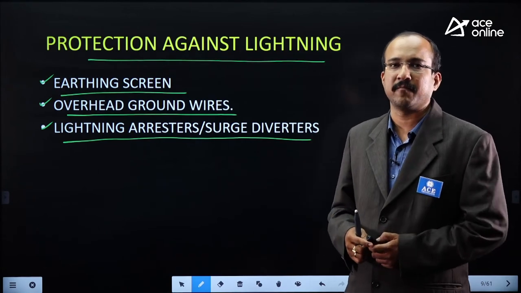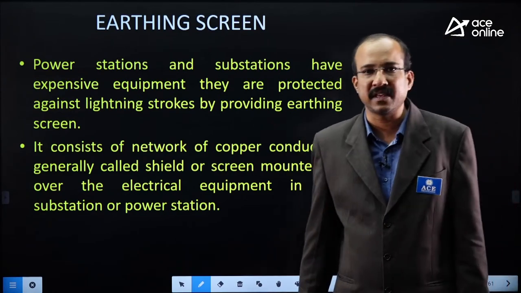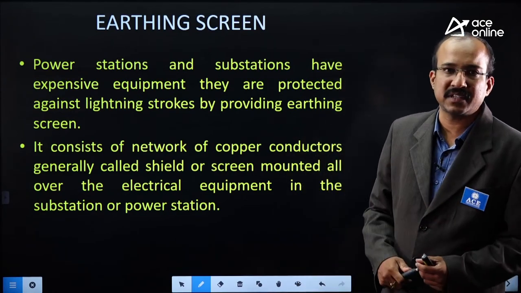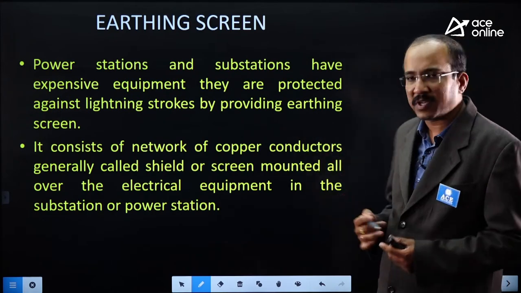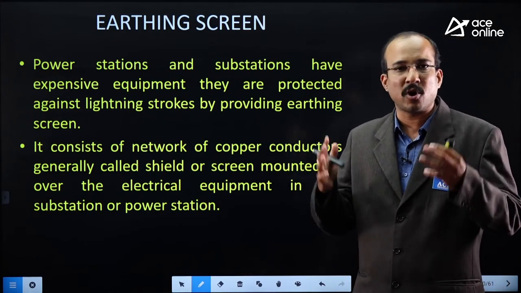Now let us look at them one by one. First, let us observe the earthing screen. Where is the earthing screen used? If you observe, power stations and substations have costly equipment.